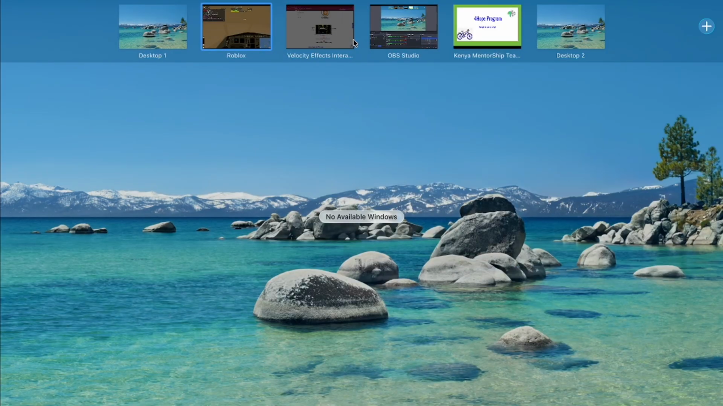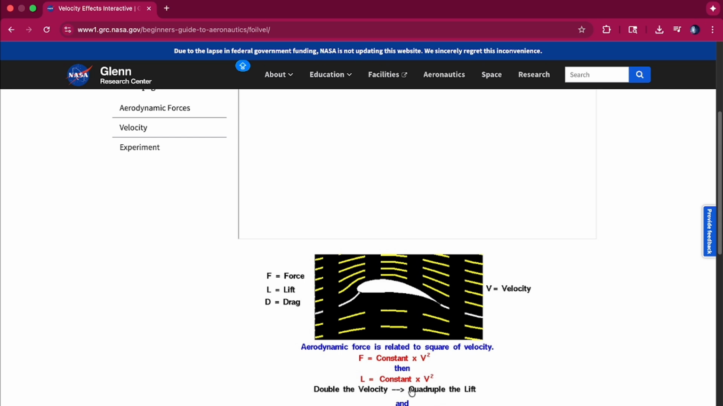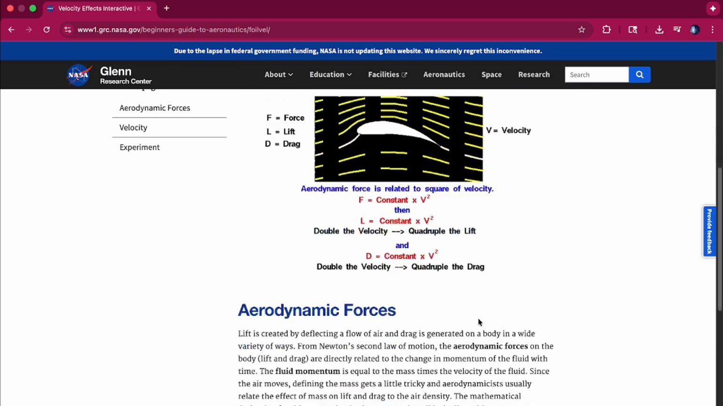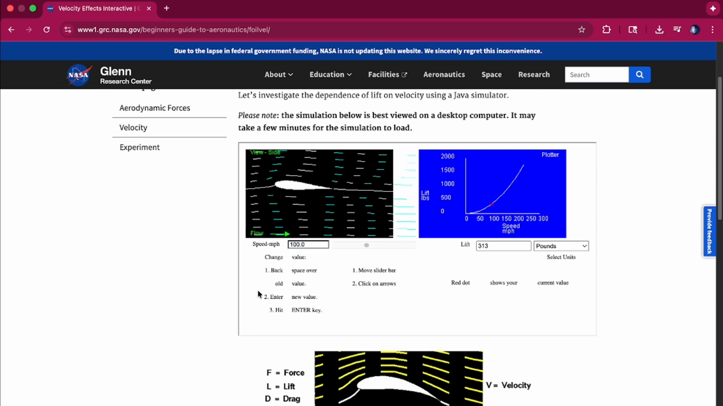Anyways, this is the velocity. You can see we have force, lift, drag, constant times v squared. Double velocity, quadruple drag; double velocity, quadruple lift. Aerodynamic force is related to the square of velocity. So that's really cool. This is the speed, I think, as well.